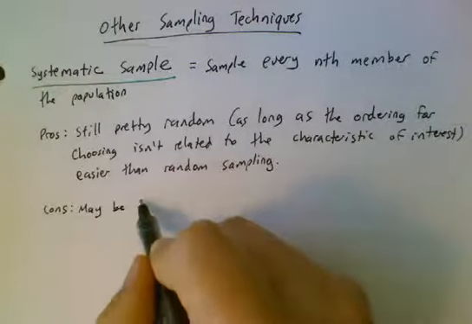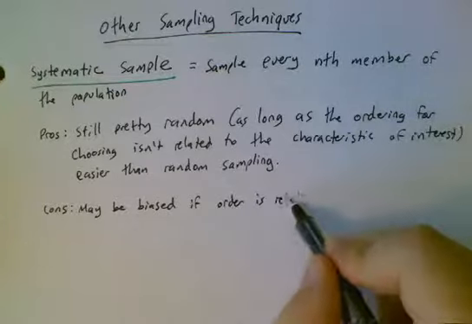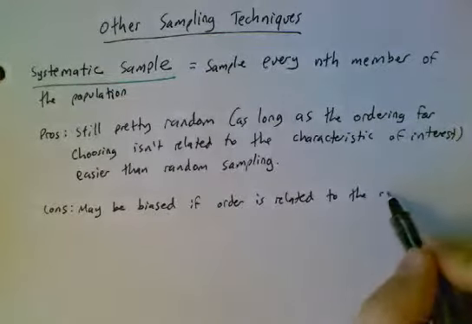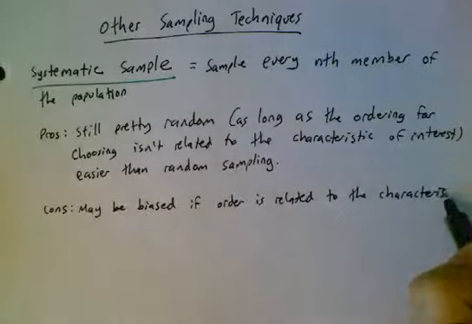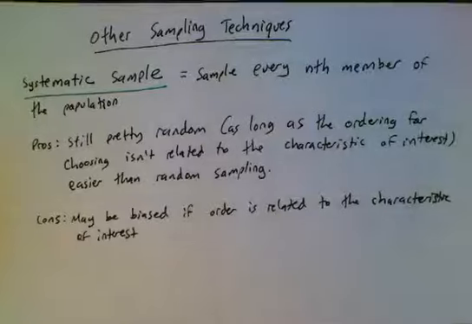On the downside, it may be biased if order is related to the characteristic of interest. So if I'm taking a random sample of days in the Bay Area and I'm trying to find the average temperature, then if I select every 365th day in a whole bunch of days, well, I'm getting the same day every year, and if that's August, then it's going to be a lot hotter than the rest of the year. So that sort of thing you have to watch out for.